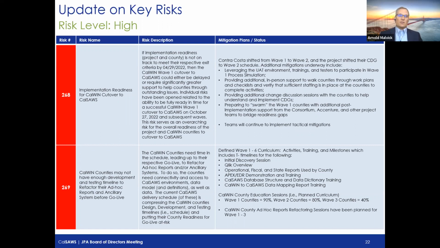So some of the counties still have some work to do to refactor the remaining reports that aren't already being provided through the core CalSAWS application.